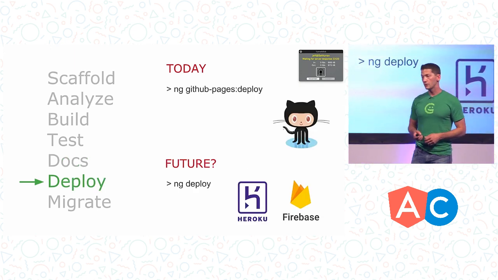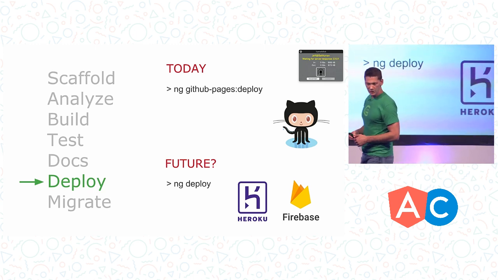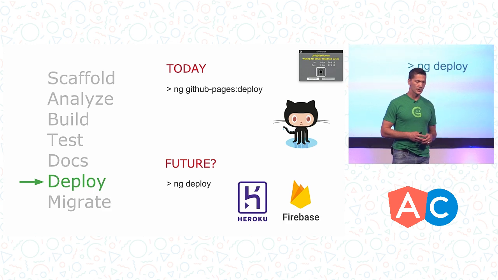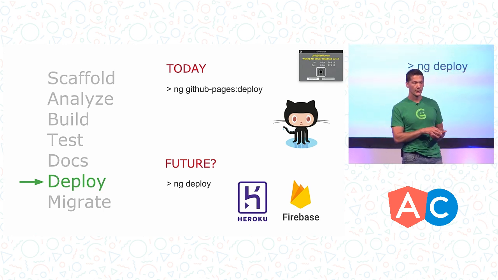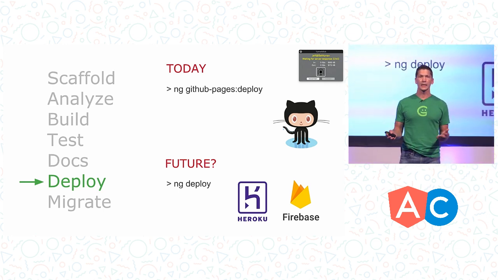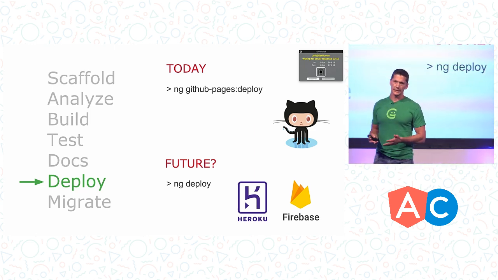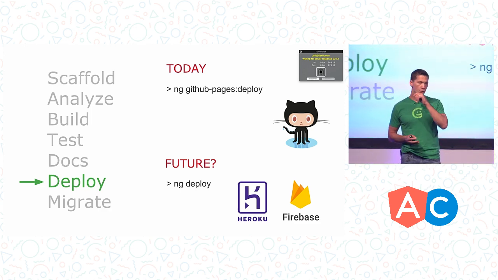For deployment, this is going to be really cool, but it's a little bit further out. It's still more something that's under discussion. But we want to be able to just do ng deploy and have that, based off of the configuration file in your CLI config, deploy out to a lot of the common targets like either Heroku or AWS or Firebase or whatever.